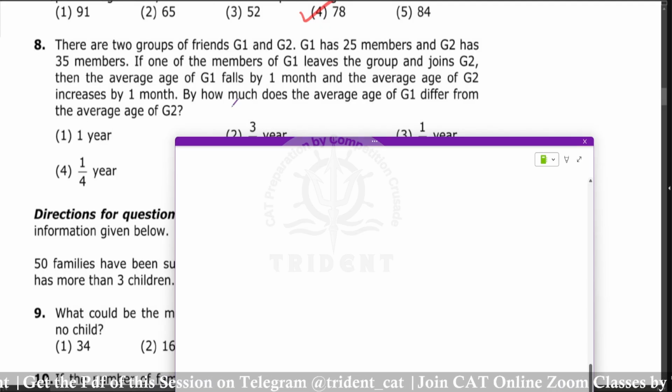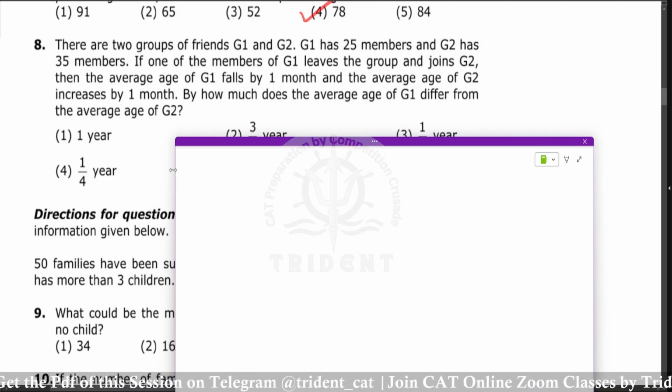Okay. In this question, we are told there are two groups of friends, G1 and G2. G1 has 25 members, G2 has 35 members. If one of the members of G1 leaves the group and joins G2, then the average age of G1 falls by 1 month and the average age of G2 increases by 1 month. How much does the average of G1 differ from the average of G2?